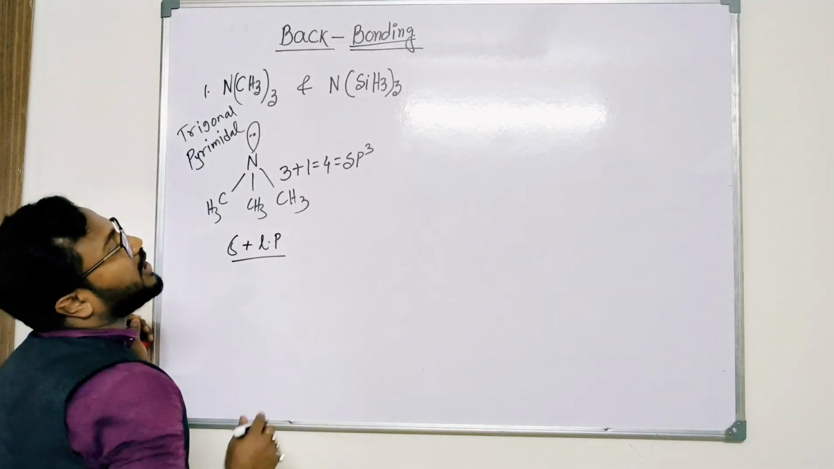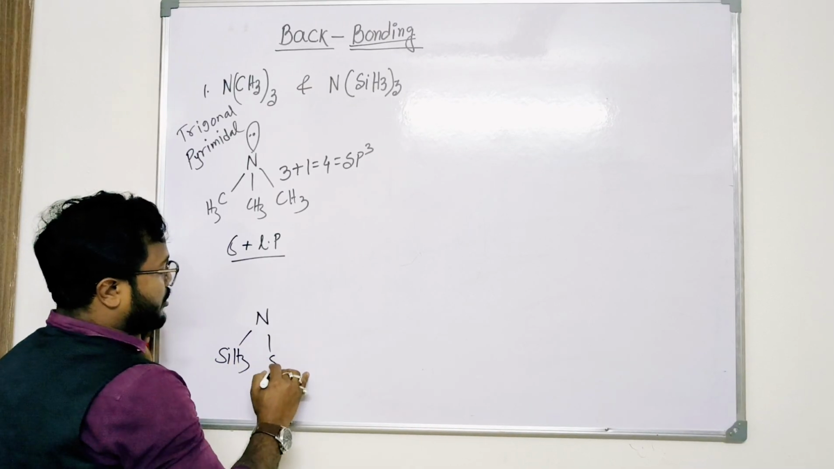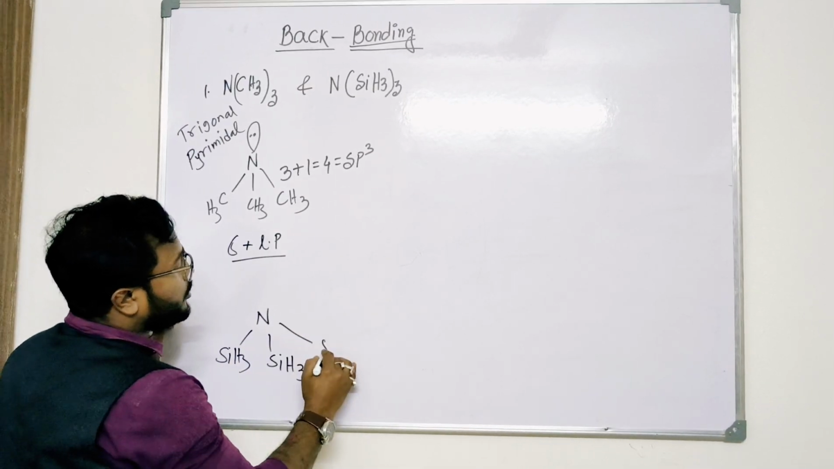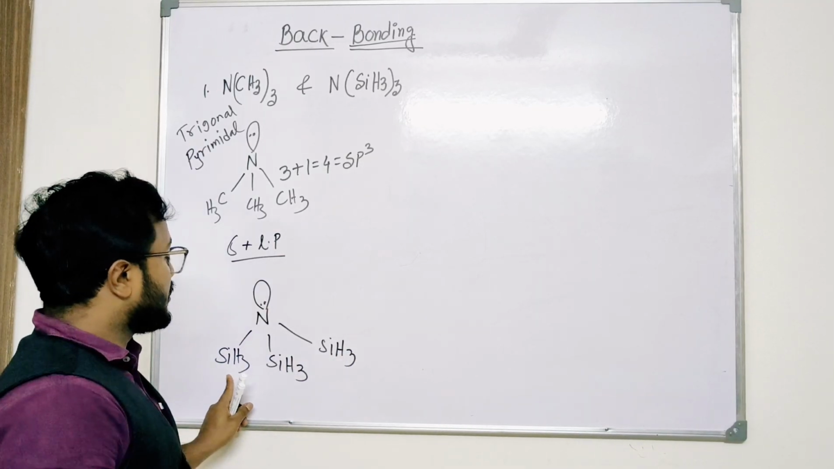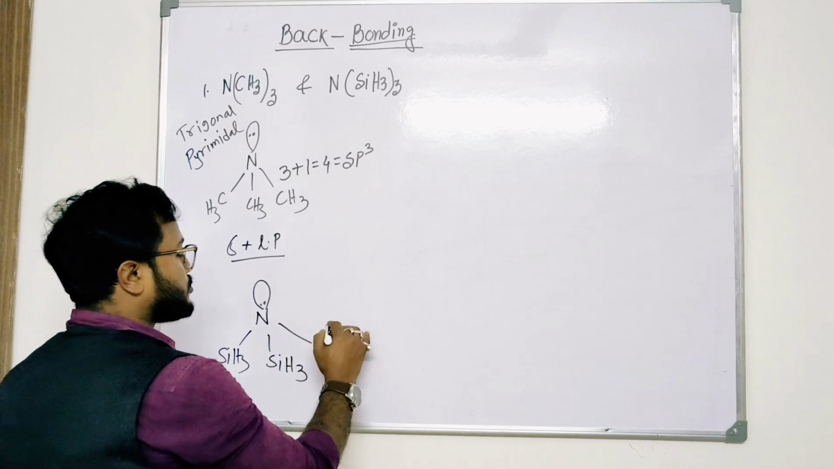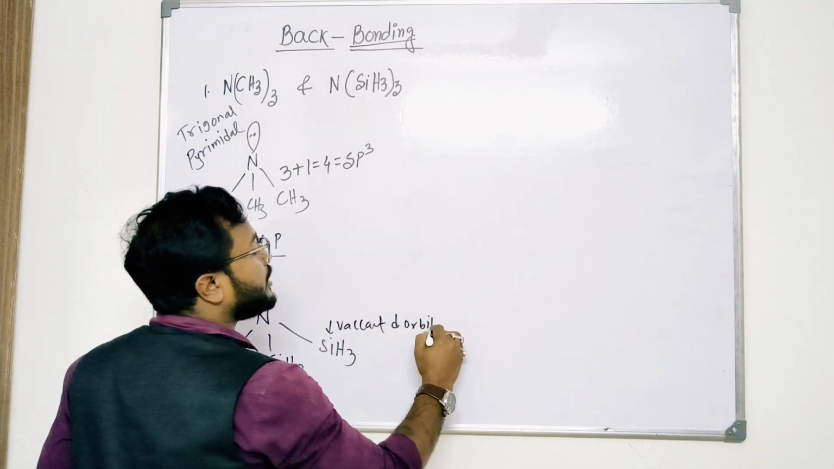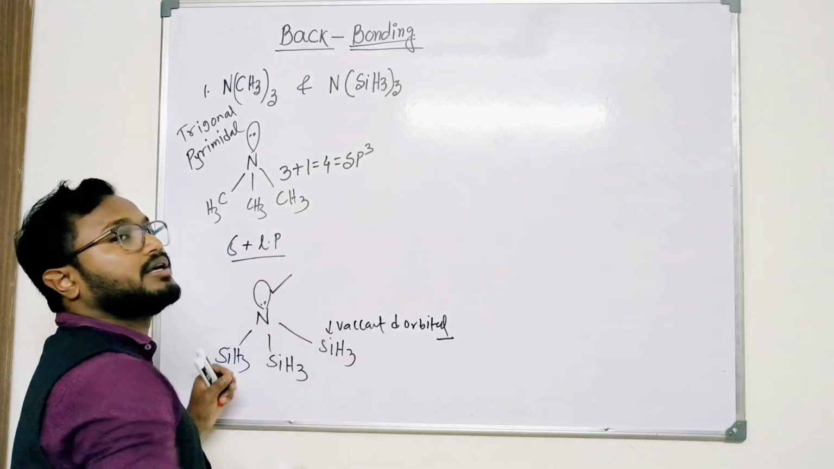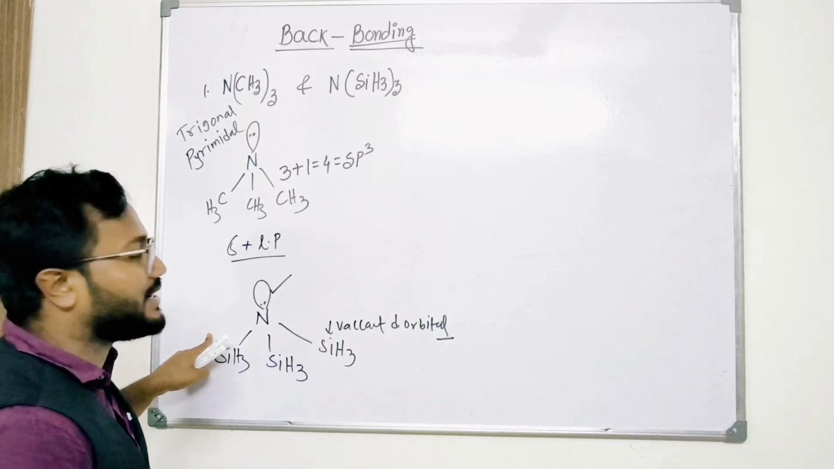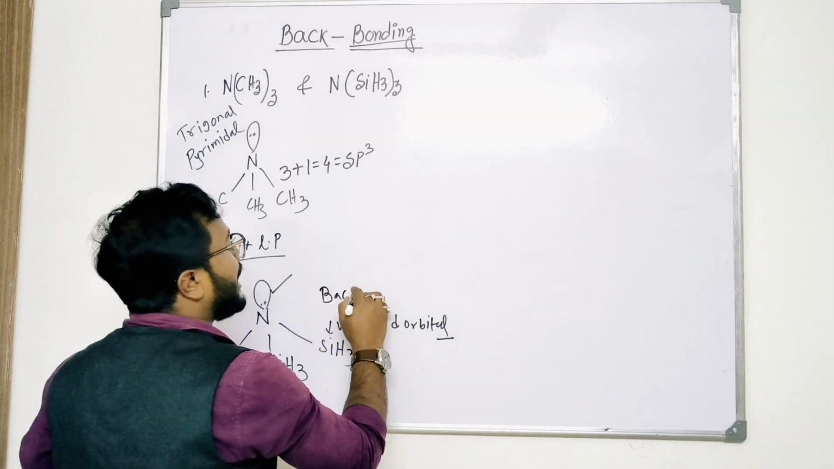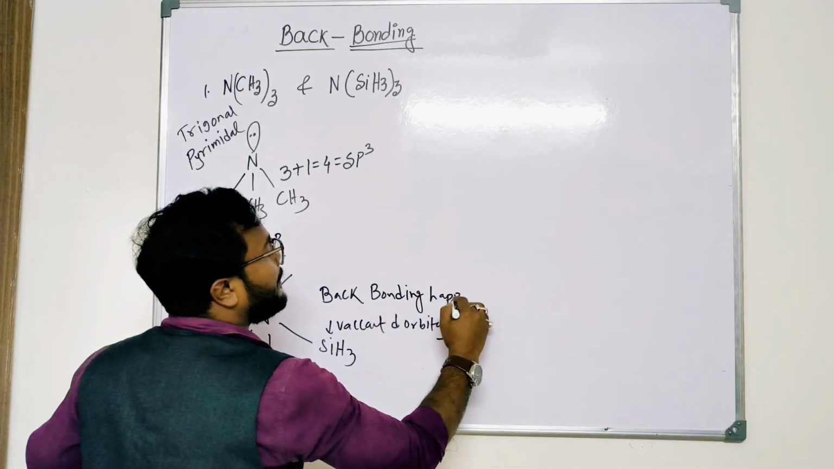Now, if we take N(SiH3)3, we know that in the case of silicon, it has vacant d orbitals present. So silicon has vacant d orbitals, so it has a place to accommodate this lone pair. So nitrogen is going to make back bonding with SiH3. So here back bonding happens.